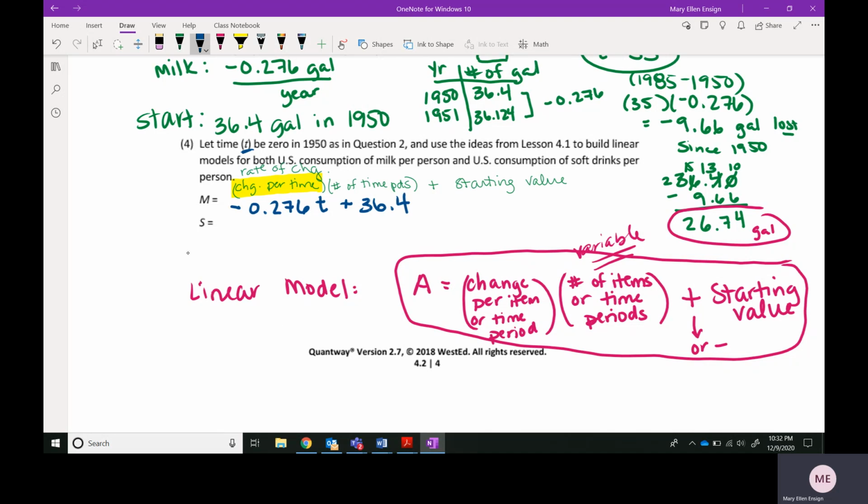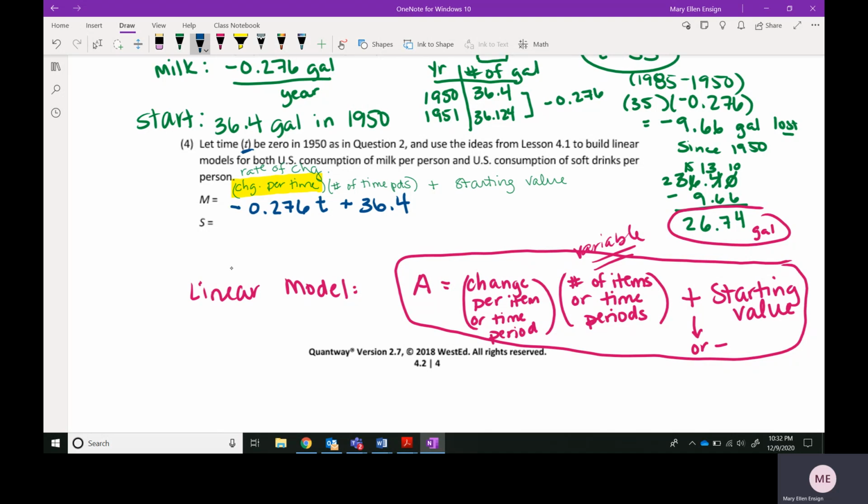So M equals this. Let's also see how this is constructed. If I say it is 1950, then my T would be 0, this whole thing cancels out, and it's just 36.4 gallons per year. But then when T is 1 in 1951, I take 36.4 and I add this negative, in other words, subtracting 0.276.